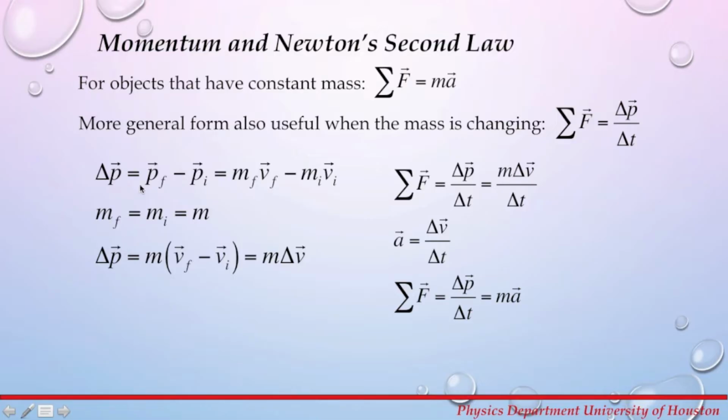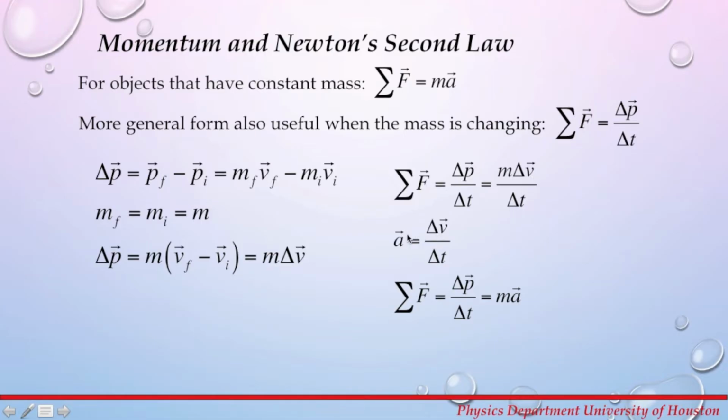Then the change in momentum is given by the final momentum minus the initial momentum. We can write down what the final momentum is: it's the final mass times the final velocity, minus the initial momentum, which is the initial mass times the initial velocity. If the mass is constant, the final mass is equal to the initial mass, which is equal to the mass. It follows that the change in momentum is given by the mass times the change in velocity. From here, Newton's second law for an object of constant mass is given by the sum of all forces equal to the change in momentum over a period of time, and that's equal to the mass times the change in velocity over a period of time.